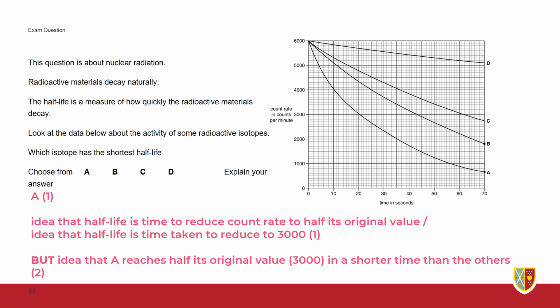Now the answer is A, and it's because the half-life is the time taken to reduce the count rate to half its original value. The idea that the half-life is the time taken to reduce to 3,000 will get you a mark. But also the idea that A reaches half its original value of 3,000 in a shorter time than the others. So again, 1 mark for saying what it actually is, and the other mark is for saying why it's A.